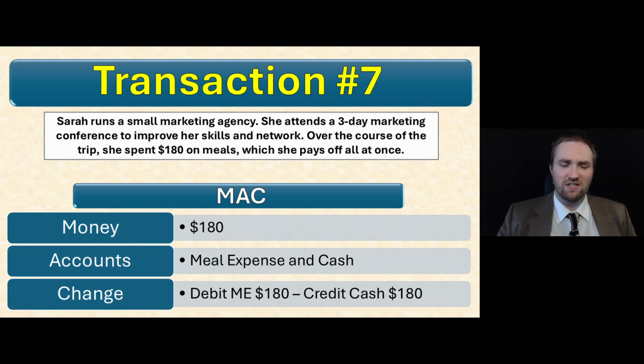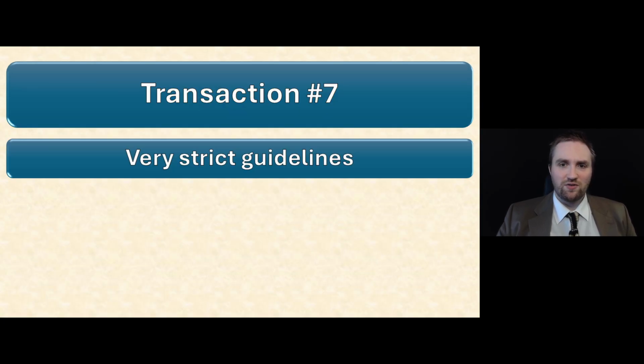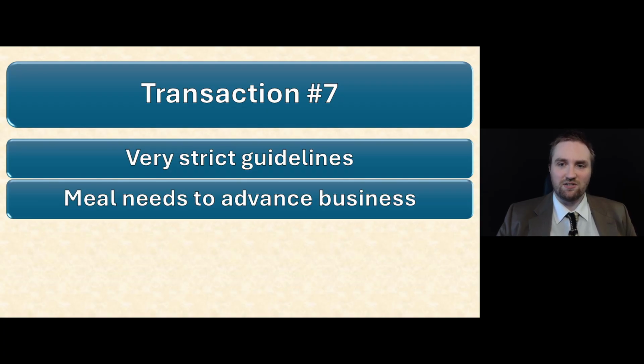As briefly mentioned in episode 3, meals are a very strict and unique expense for a business. A business can only write off a meal when that meal is explicitly to advance the business. This marketing conference works because Sarah can argue she would only acquire these marketing skills from this conference and that these skills are necessary for her success in business.